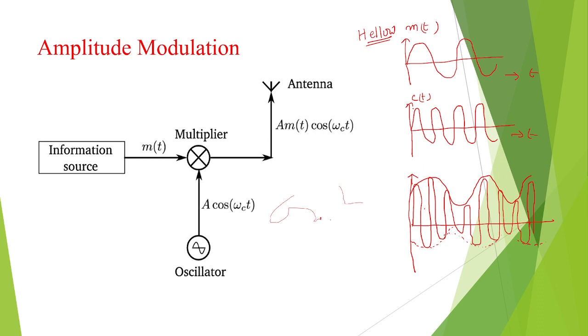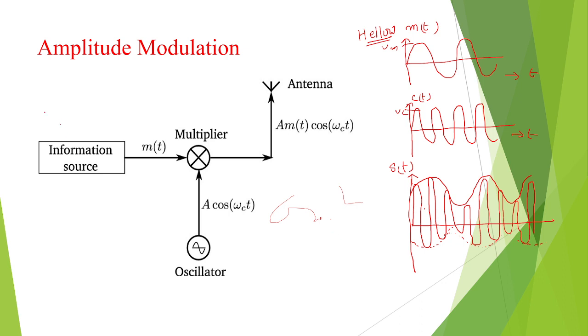Therefore the total signal is the carrier signal plus the message signal voltage Vm. This is the resultant signal, that is the amplitude modulated signal. After this modulation we can send it for long distance communication through wire or wireless.